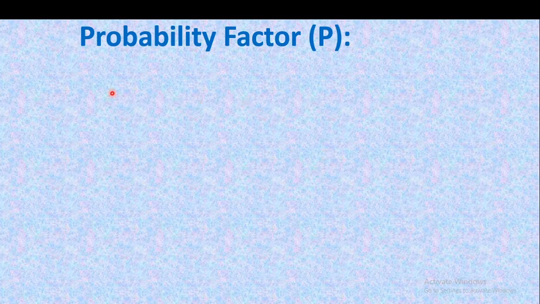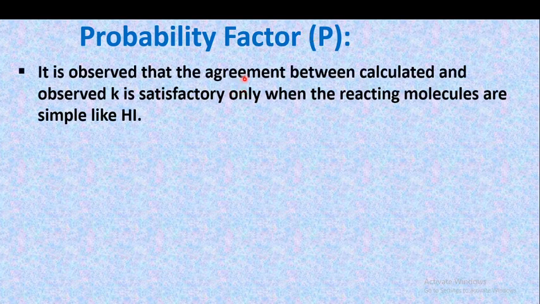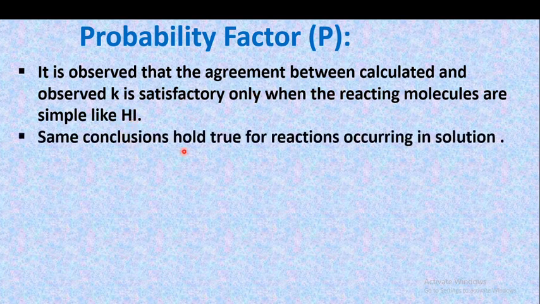So in this lecture, we will study the probability factor, which is denoted by symbol P. It is observed that the agreement between calculated and observed K is satisfactory only when the reacting molecules are simple like HI, that is hydrogen iodide. We have studied how to calculate this specific reaction rate, that is K. The agreement between calculated value and observed value is satisfactory only when the reacting molecules are simple like HI.